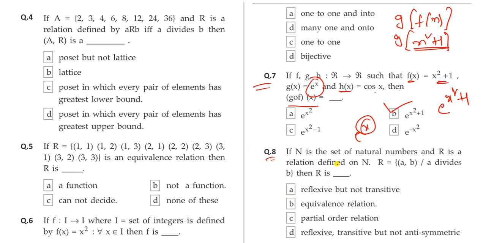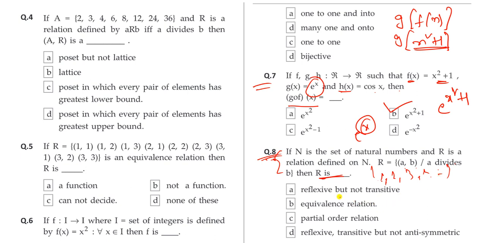Next one, eighth question. If N is the set of natural numbers, meaning 1 2 3 4 and so on, and R is a relation defined on N by a R b if a divides b, then R is a. This one we already did in the questions. Okay, so let us take 1 2 3 4 and so on, some natural numbers: 1 divides 2, 1 divides 3, 1 divides 4 and 2 divides 4. You have to check like this. Okay, it is a partially ordered set.